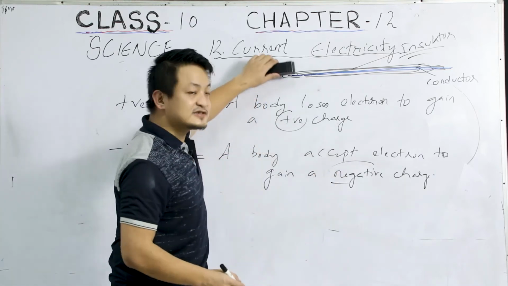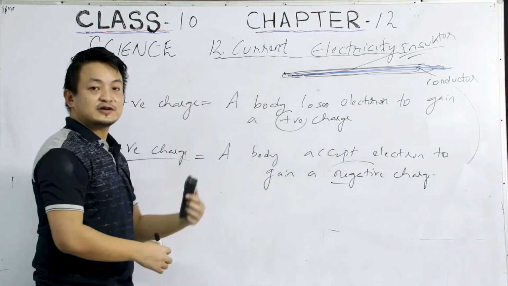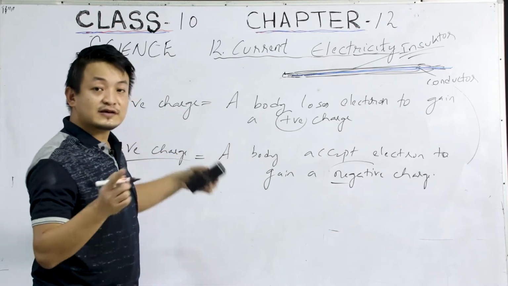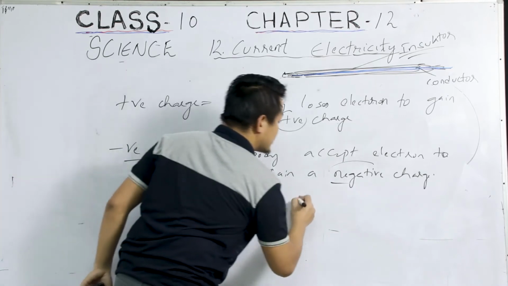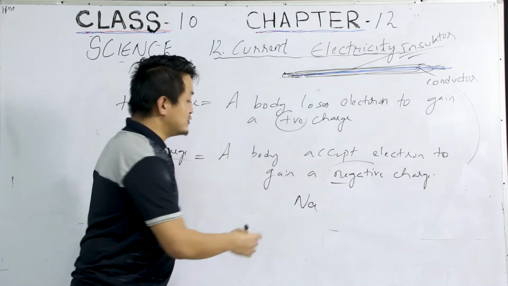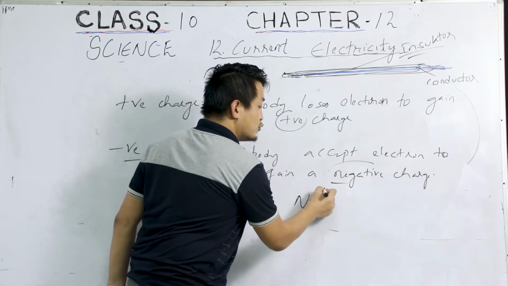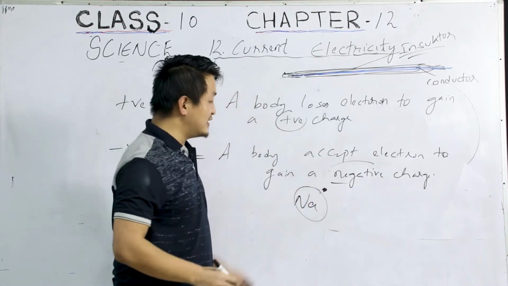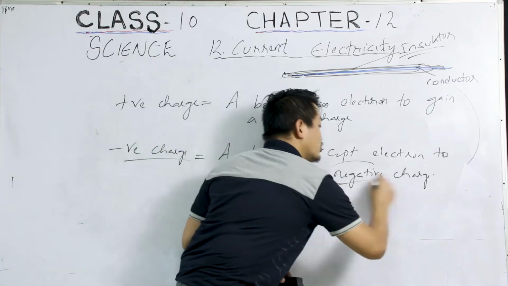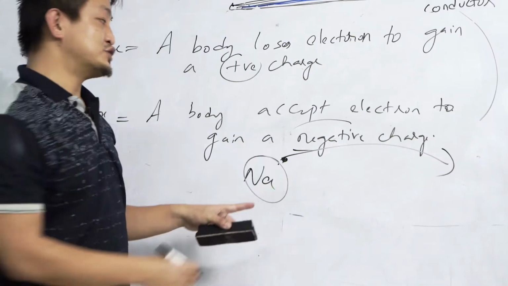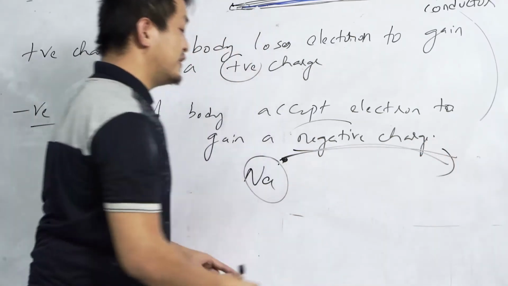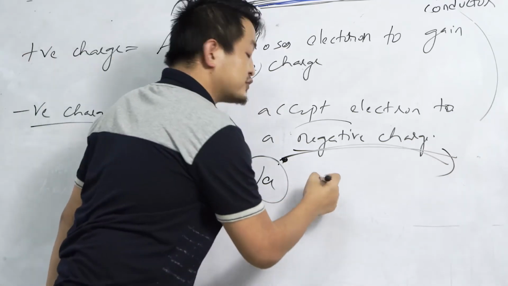Now this is physics, but let's go back to chemistry. In the periodic classification, we have studied about sodium, right? Sodium has one electron in the outermost shell, so it donates this electron, right? So whenever it gives one electron, it gains one positive charge.